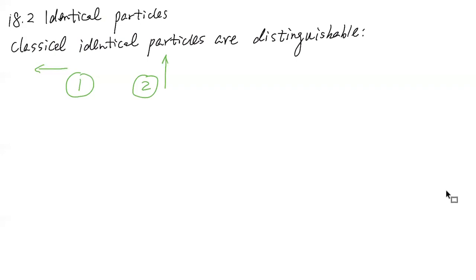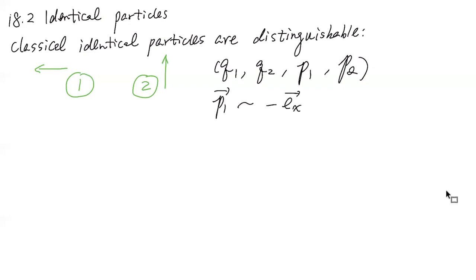So the state of this classical system, of course, is described by the position of the first particle, the position of the second particle, the momentum of the first particle, and the momentum of the second particle, right? So P1 is along the negative direction of the x-axis. P2 is along the positive direction of the y-axis, okay?